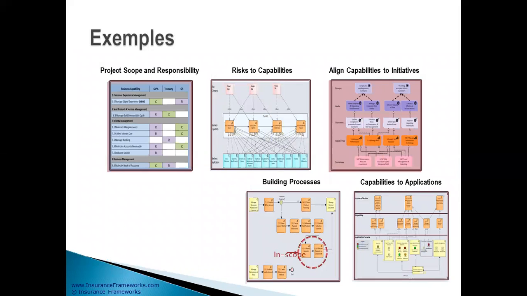Here's another situation where insurance companies are using a tool to map the responsibilities against the scope of a project, the capabilities against the risk, the capabilities against the initiatives, the capabilities against the applications, and building processes as well. Only a tool can do this.